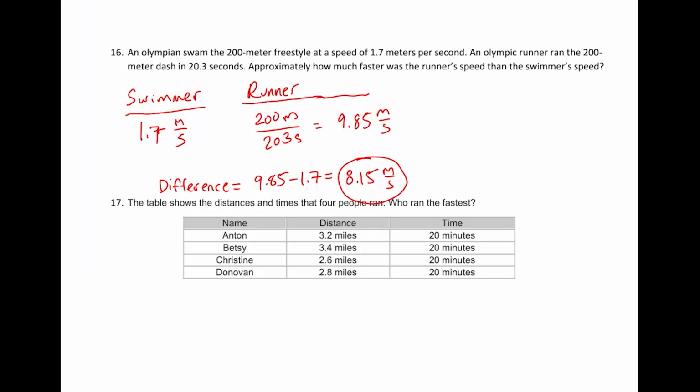It didn't ask what was the runner's speed. It says how much faster was the runner. So let's answer this as a complete sentence. The runner was 8.15 meters per second faster than the swimmer.